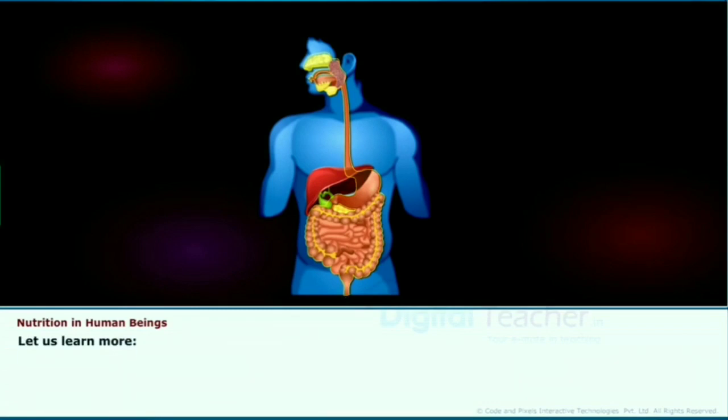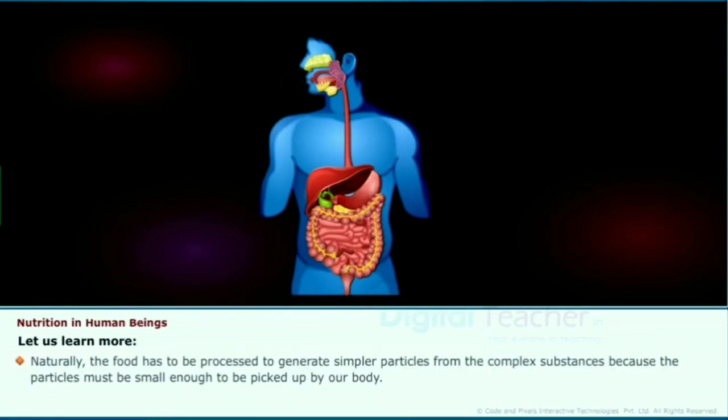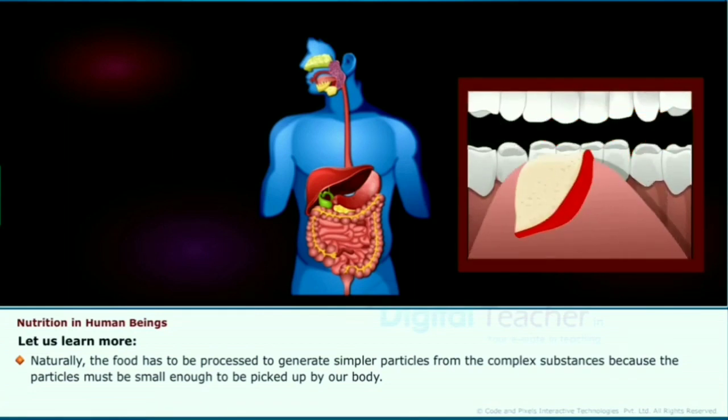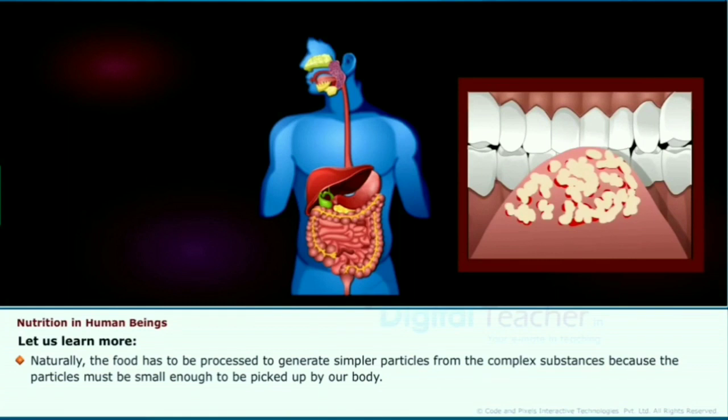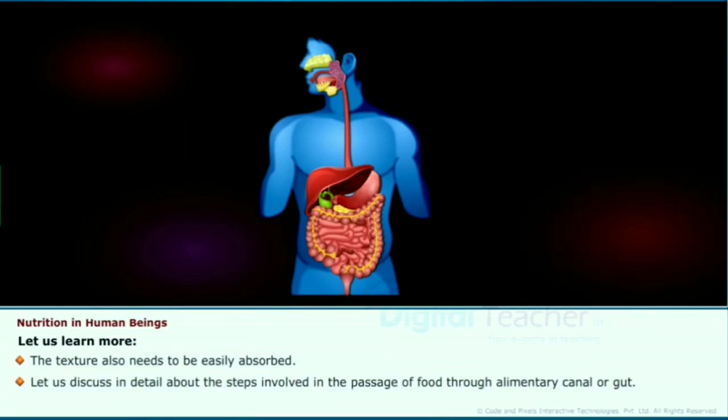Let us learn more. Usually, everything we eat passes through the same digestive area. The process of taking food into the body is called ingestion. Naturally, the food has to be processed to generate simpler particles from the complex substances, because the particles must be small enough to be picked up by our body. The texture also needs to be easily absorbed. Let us discuss in detail the steps involved in the passage of food through the alimentary canal or gut.